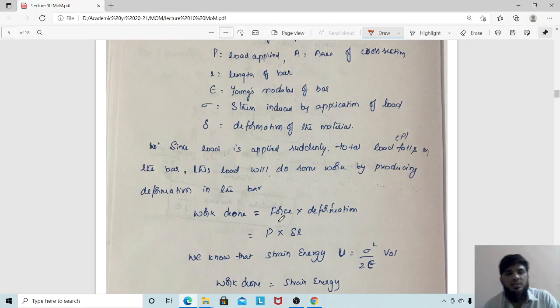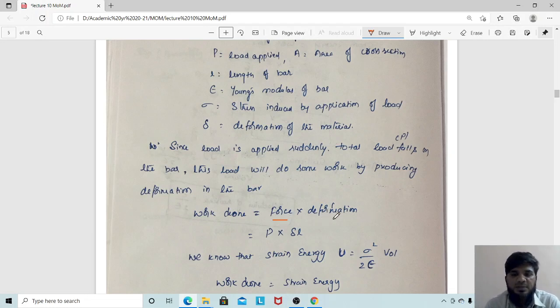Why is this force fixed? It is not gradually applied. Already we have applied some force. For example, I have taken a stone from one position and moved it to another position. This stone has some weight, already a fixed weight. It is not gradually increasing. So that is the reason here we directly take the force as P.